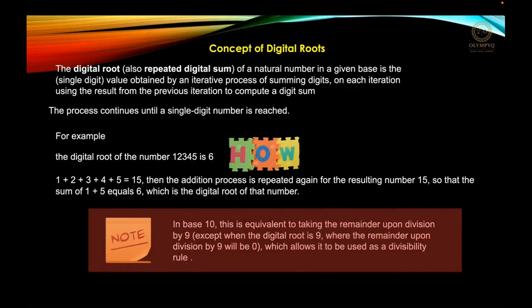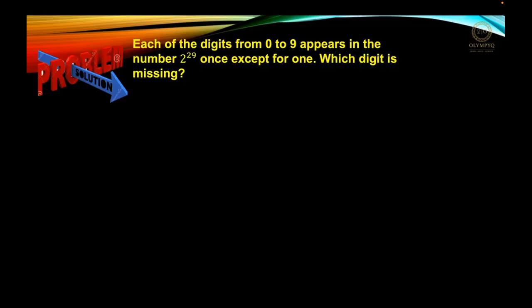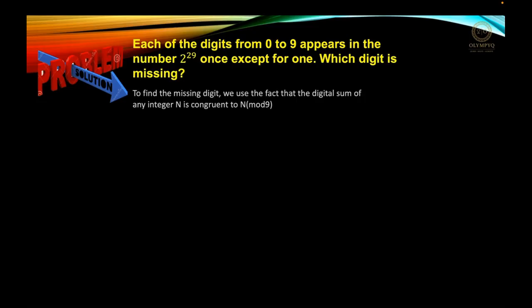Now, an important note: in base 10, this is equivalent to taking the remainder upon division by 9, which allows it to be used as a divisibility rule. It is a simple yet powerful tool in number theory, and we will explore how it can be applied to solve our puzzle. So to solve our puzzle, we need to find the missing digit, and we are going to use the fact that the digital sum of any integer n is congruent to n modulo 9.